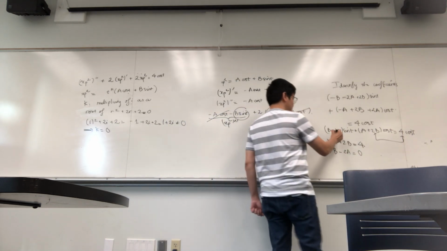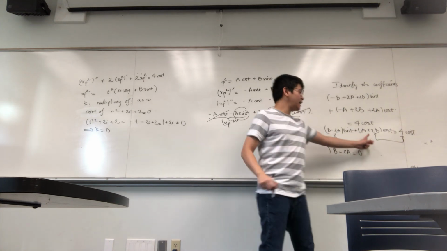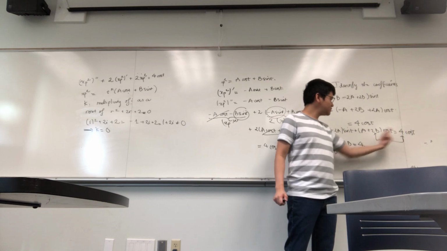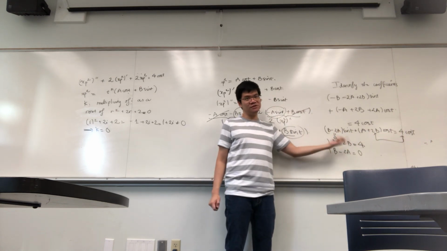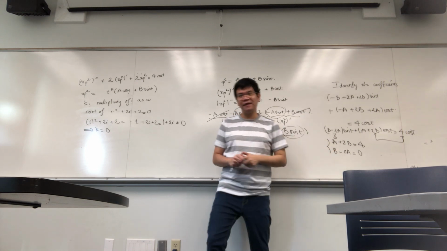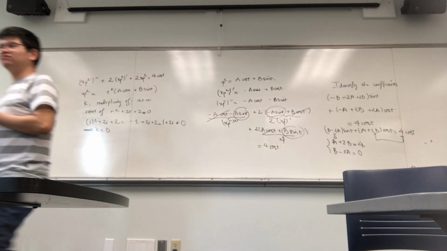So this is going to be 0, right? So I identify the coefficient of cosine t and cosine t. So this is going to be 4, and the other terms have to be 0 because on the right hand side you don't have sine. So this is a system that I have. So how do I solve this system?